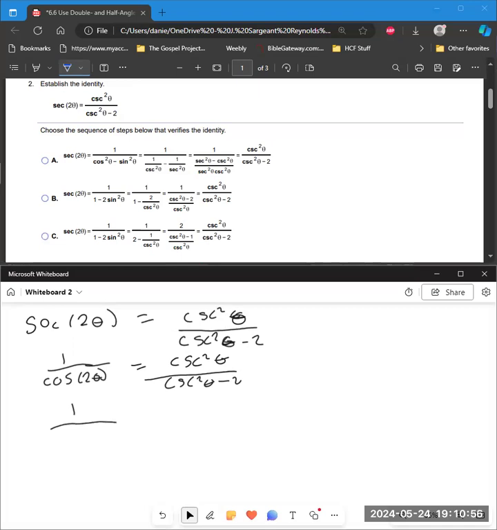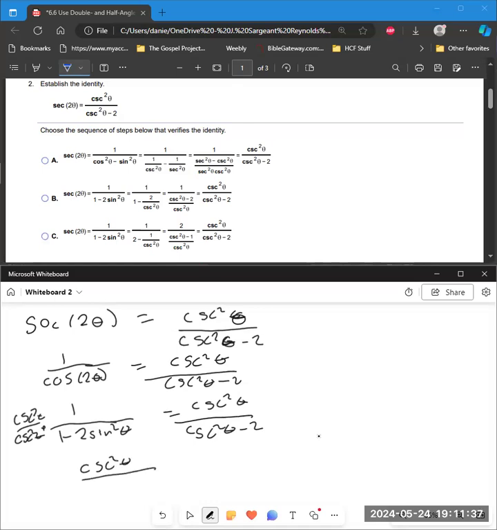But because we want to get the one that has cosecants over here, we probably want the one that has only sines in it, since sine and cosecant are related to one another. So this is going to be 1 minus 2 sine squared theta to replace the cosine 2 theta. And then we see that we want to get rid of the sine squared theta that's in the denominator. So we're going to multiply top and bottom by cosecant squared theta. When we do that, that's cosecant squared theta over cosecant squared theta minus 2.